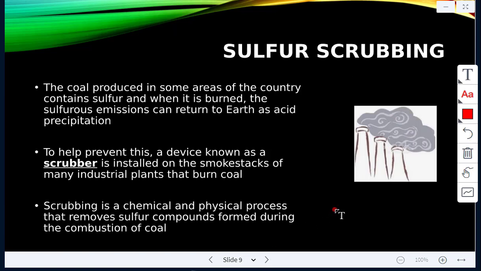Another method is sulfur scrubbing. The coal produced in some areas of the country contains sulfur, and when it's burned, the sulfurous emissions return to Earth as acid precipitation. To help prevent this, there's a device known as a scrubber, which is installed on the smokestacks of many industrial plants that burn coal. It's a chemical and physical process that removes sulfur compounds formed during the combustion of coal.